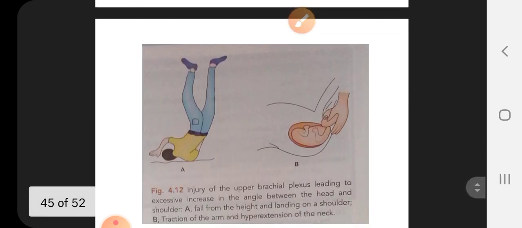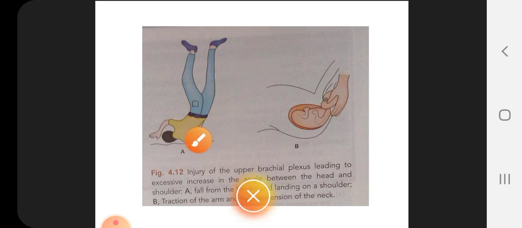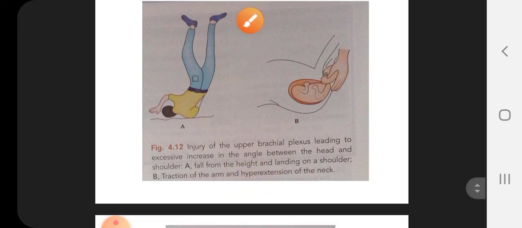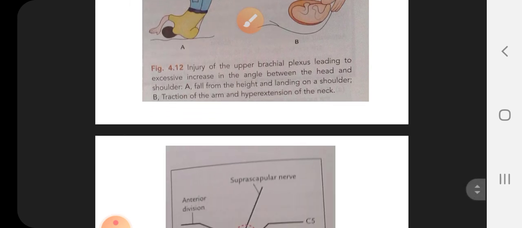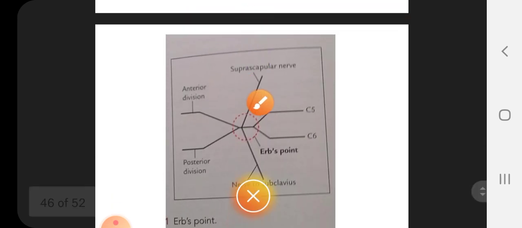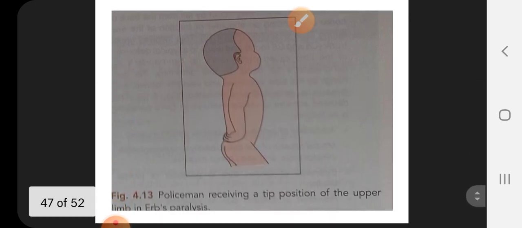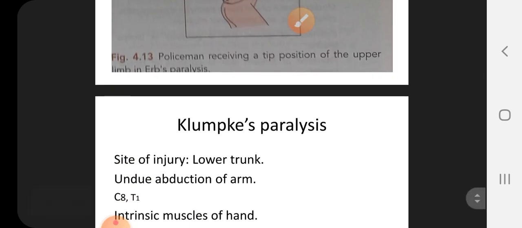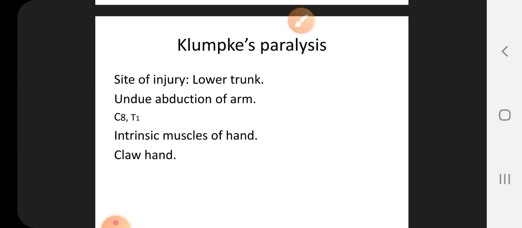policeman's tip deformity. In this diagram you can see a fall on an outstretched shoulder, or injury to brachial plexus leading to excessive increase in the angle between head and shoulder, or during traction of arm and hyperextension of the neck. So this is the exact location of injury. What is the name of that point? Erb's point. Erb's point injury causes Erb's paralysis. What is the deformity? Policeman's tip deformity. This is how it appears. So this is about one applied anatomy.